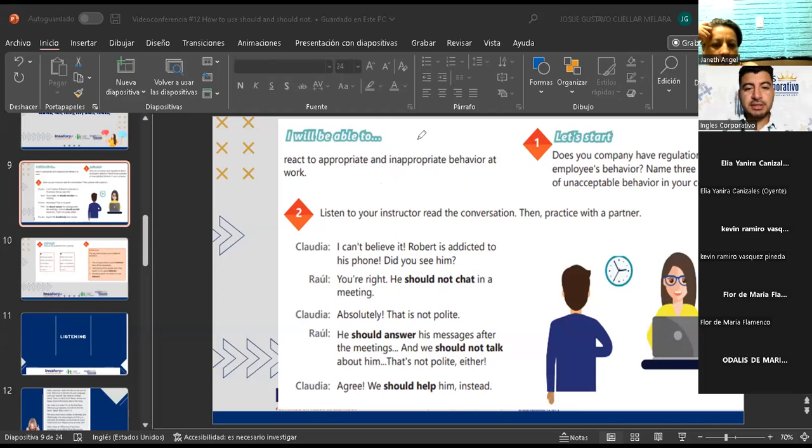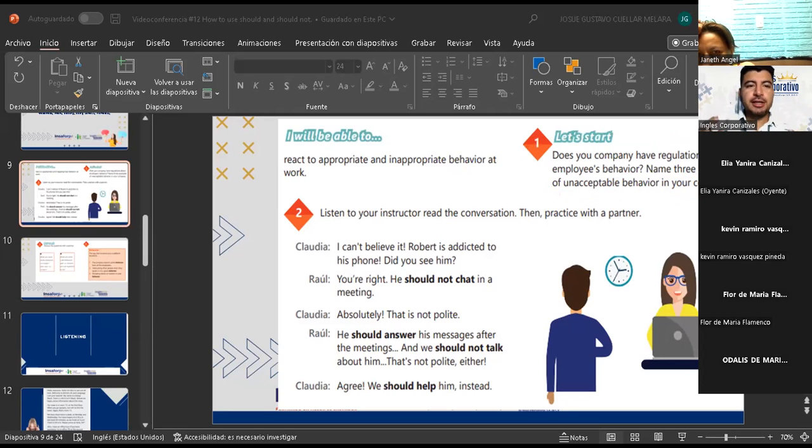Okay, so in this, right. Okay, let's see. Does your company have regulations about employees' behavior? Name three examples of unacceptable behavior in your company. Bien, traten de pensar en un comportamiento inaceptable. Unacceptable behavior in your company.